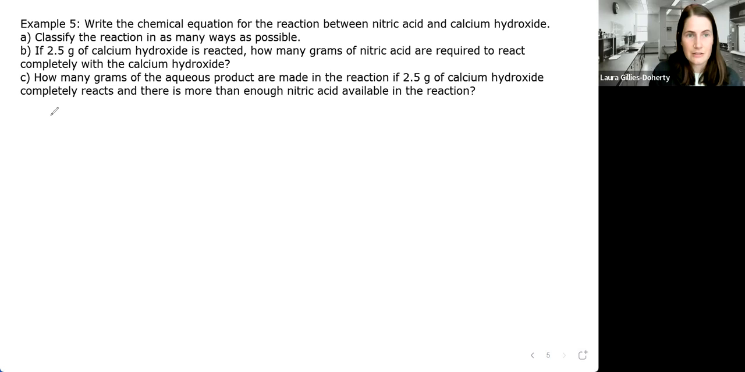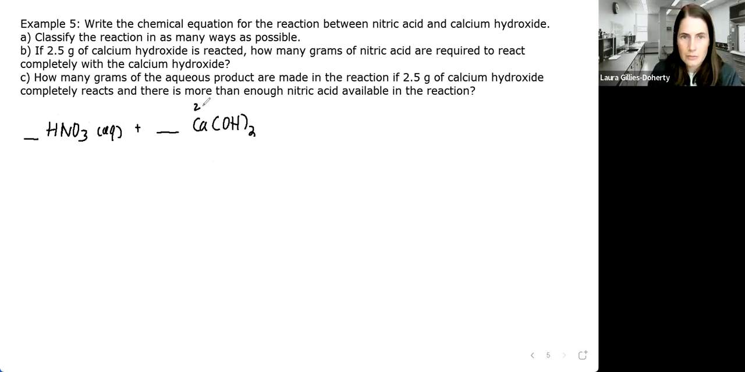So we have nitric acid, that's HNO3 aqueous, reacting with calcium hydroxide, calcium, and it's going to take 2 hydroxides because calcium is 2+, each hydroxide is 1-, so we need 2 of those to have this be a charge neutral ionic compound. That's aqueous.